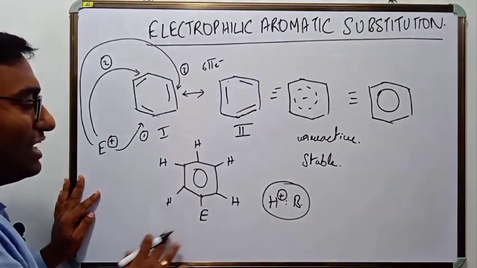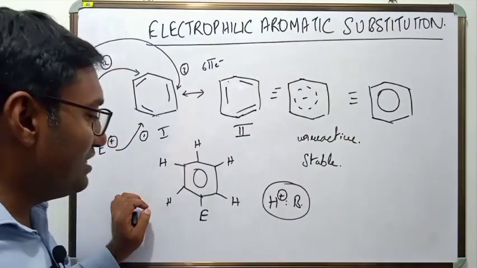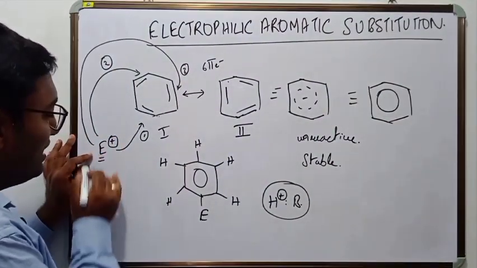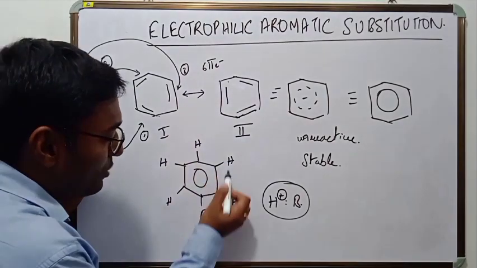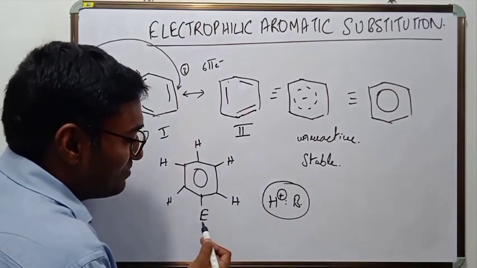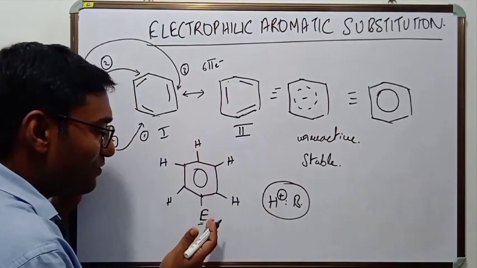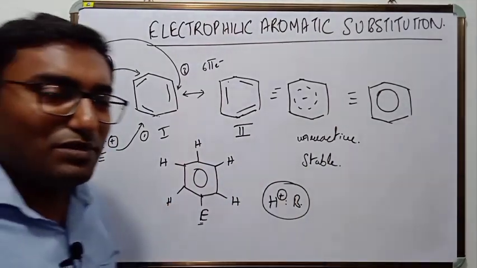Such reactions are referred to as electrophilic aromatic substitution reactions. Electrophilic because the electrophile started all this problem. Aromatic, because it is occurring in the aromatic ring. And substitution because H plus has been substituted by E plus. Therefore, electrophilic aromatic substitution reaction.